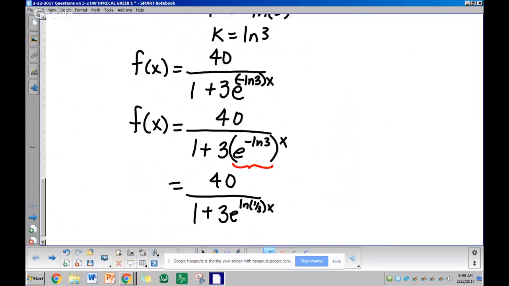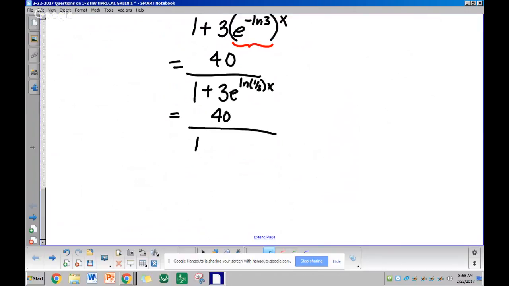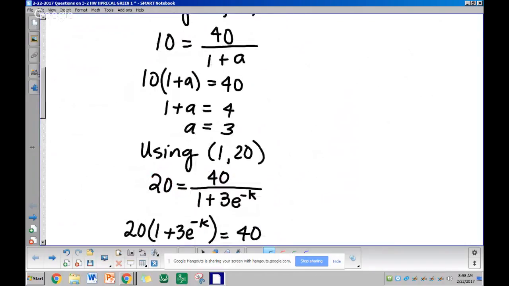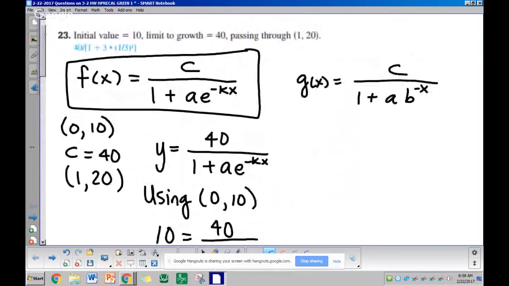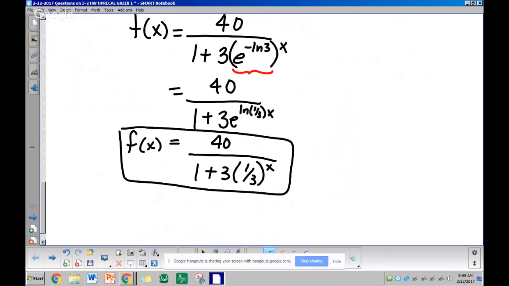Times x, which is 40 over 1 plus 3 times 1/3 to the x. Except that this should be an exponential growth, so that should be... No, that's right. Okay, I'm all right with it. Everybody understand how to at least get to this point? That's easy to do. All right, 25.